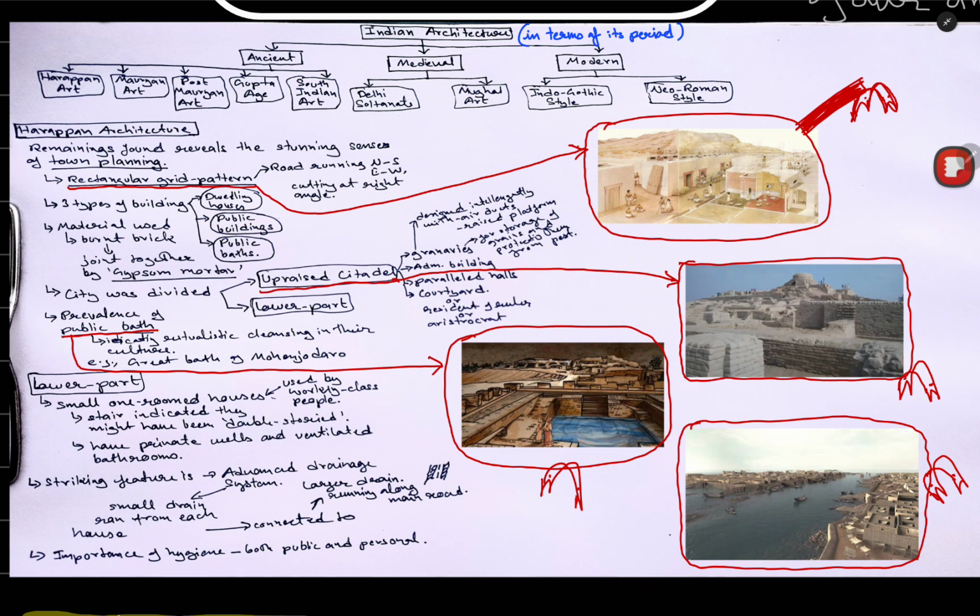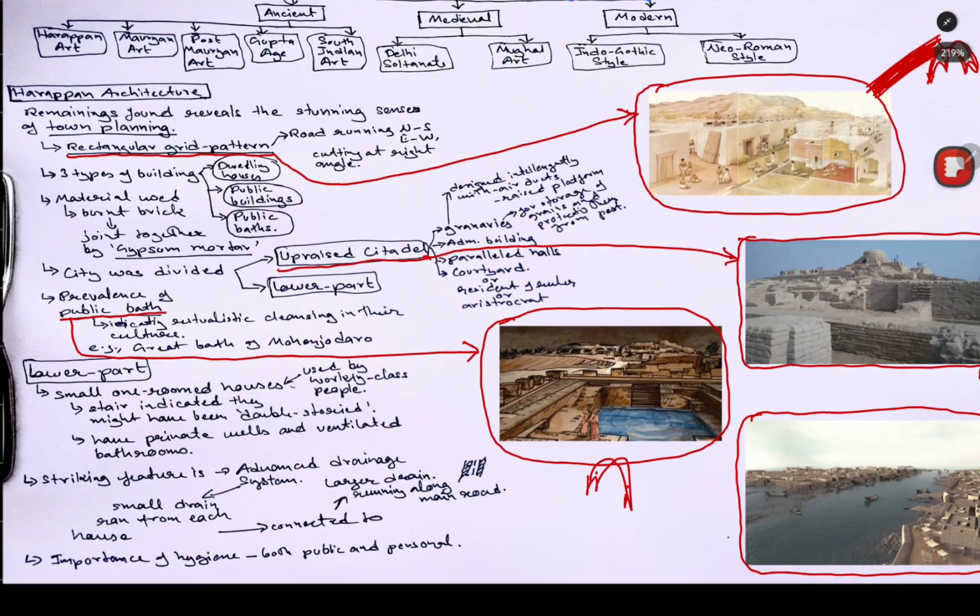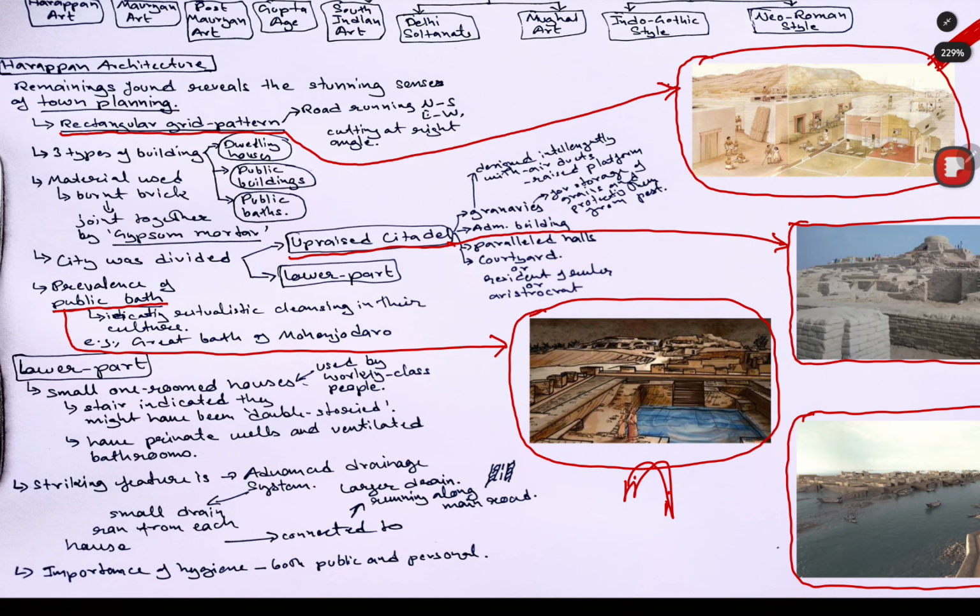Three types of buildings were found at the excavation sites: dwelling houses, public buildings, and public baths. The material used for building these was burned bricks, which were joined together by gypsum mortar, right?